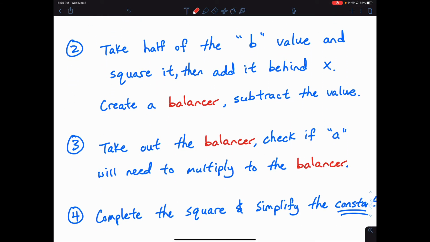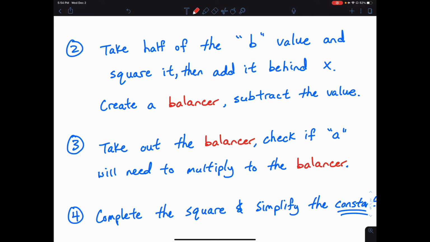Step number 2 says we're now going to take half of the b value. Again, the b value is in front of the x variable. And then we're going to square after we take half of the b value. So once again, you're going to take half of the b value and then square it. You're going to then add that number behind x.